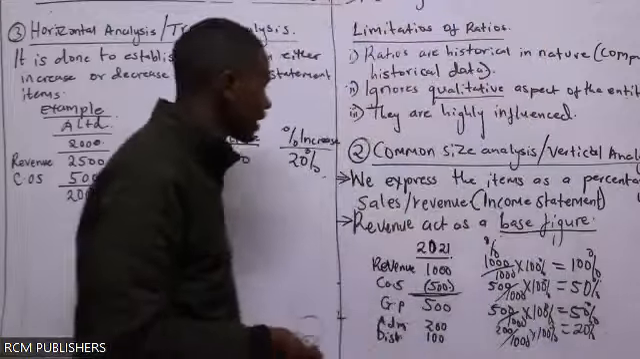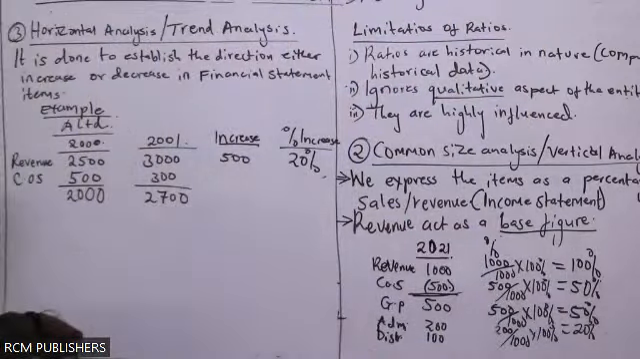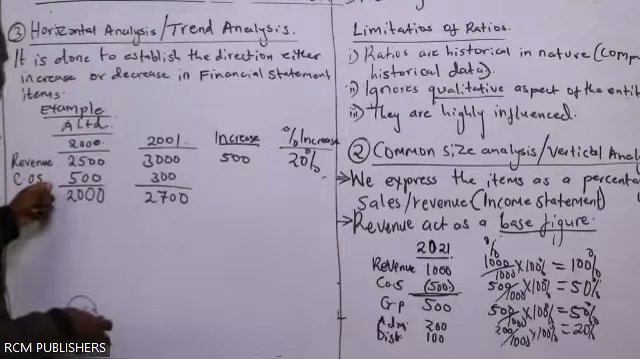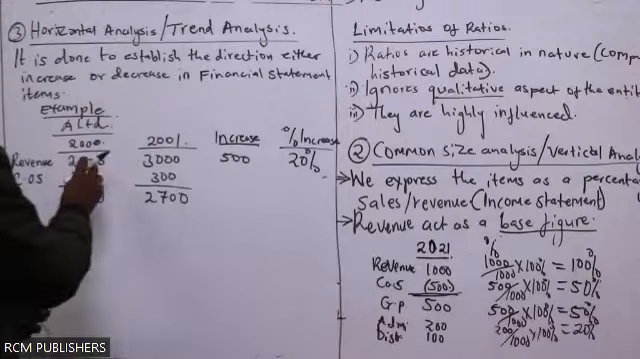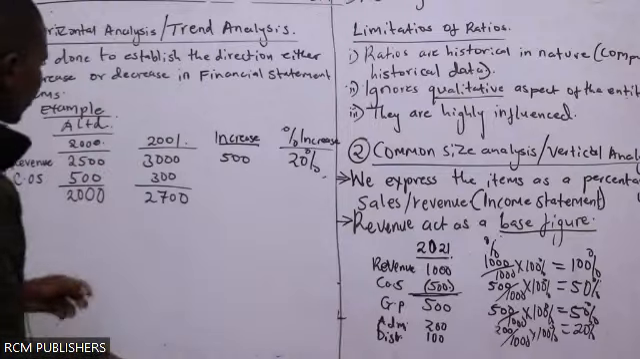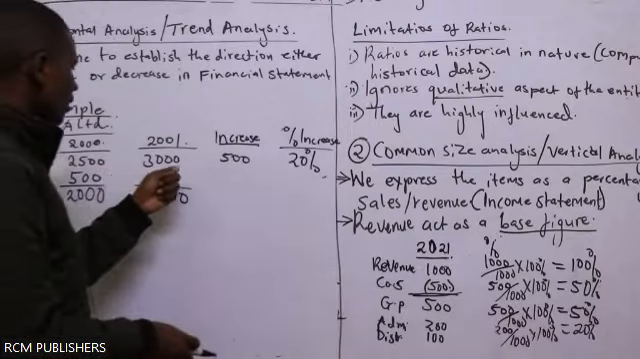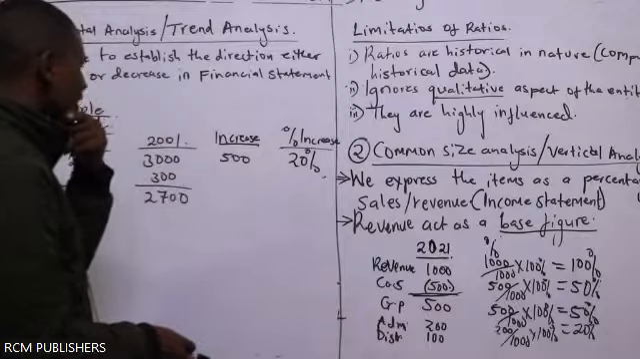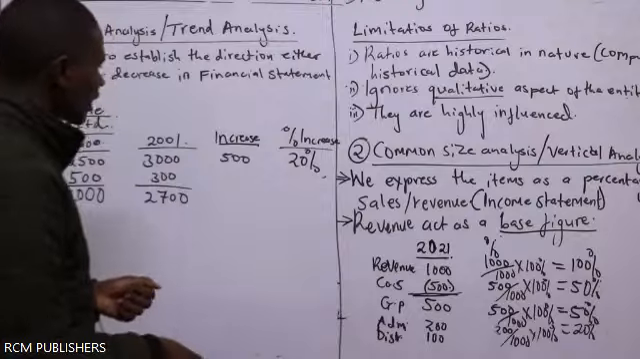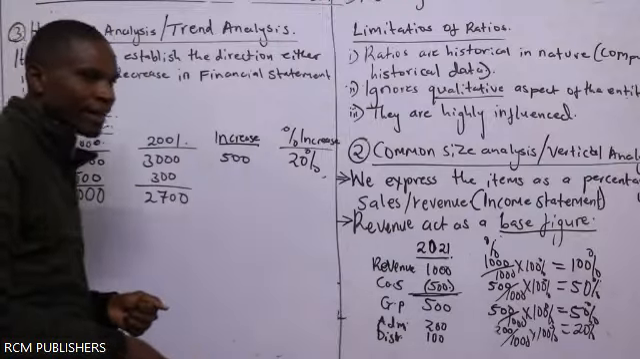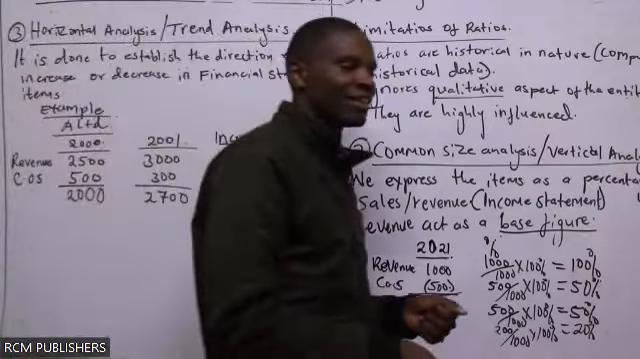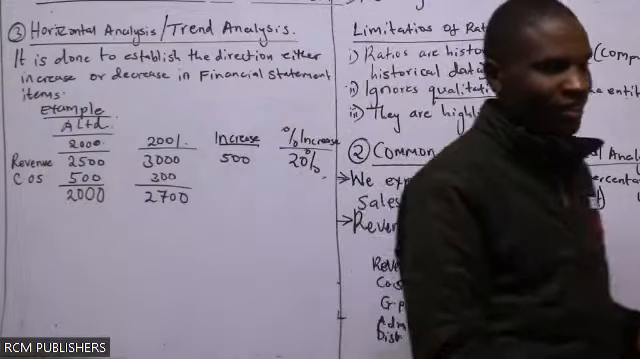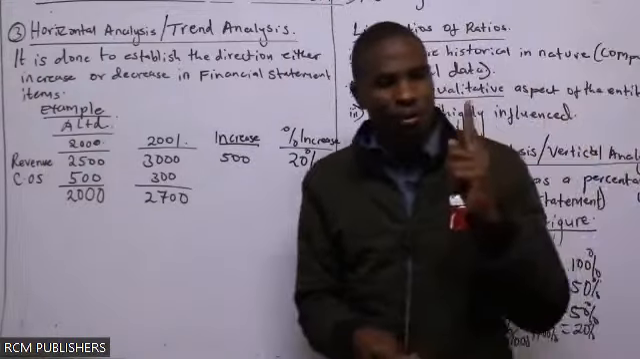Hi, let's go to the next one. Cost of sale. What happened to the cost of sale? This is the cost of sale that we had at the start, 500. And then in the year 2001, we had 300. Did it increase or decrease? Was there an increase or a decrease? This is very interesting. A decrease. A decrease of how much?